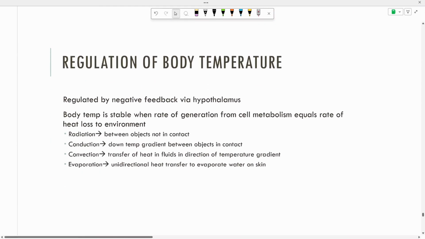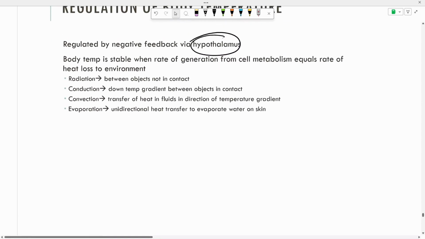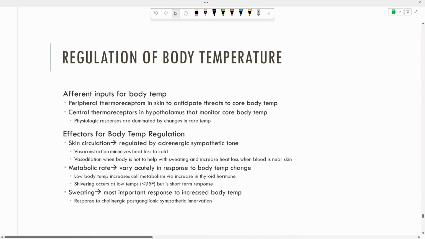Okay, body temperature regulation via the hypothalamus. Remember, the hypothalamus is outside the blood-brain barrier, so it can sense certain chemicals in the blood and know what's going on. Don't worry about the types of heat transfer. We don't really deal with that a whole lot. But regulation of our body temperature is very important.